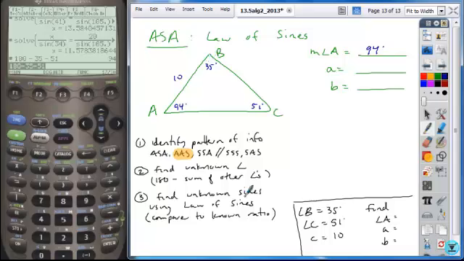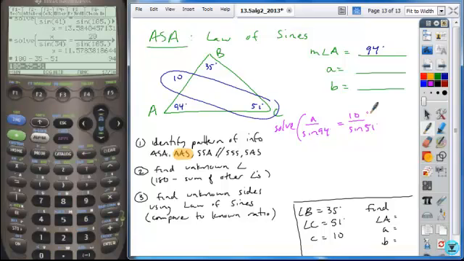We find our known ratio. The known ratio that we're going to look at is this, the C's. And then just set up our equations. So let's say we want to find A first. A over the sine of the angle opposite that, 94, is equal to our known ratio, the side of 10 over the sine of the angle opposite that. Use our solve feature. Solve for A.